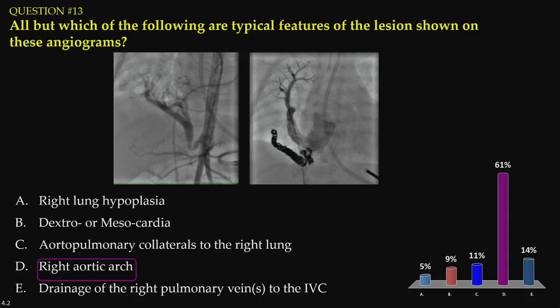And then the drainage of the right pulmonary veins via the scimitar vein is to the IVC. So that's part of it. Right aortic arch is not part of it. RPA stenosis and an ASD are the other two features that are associated with scimitar.